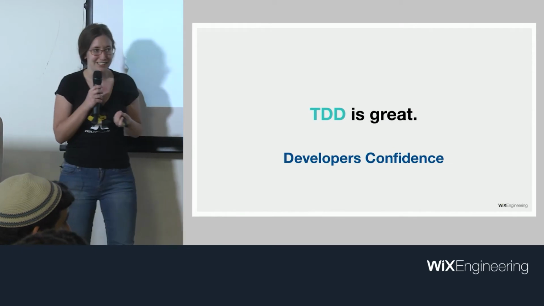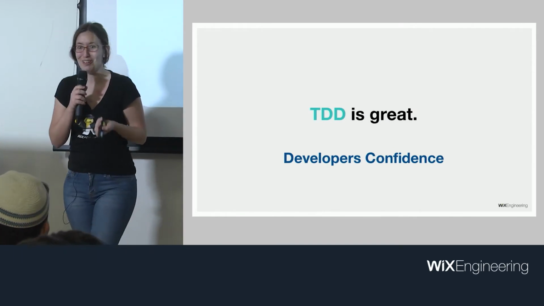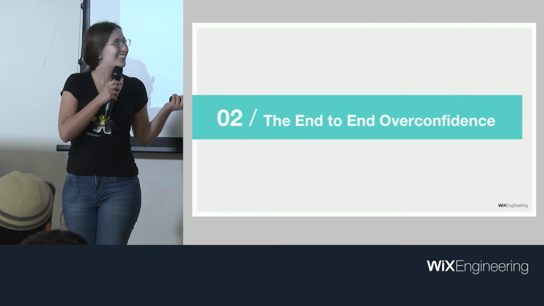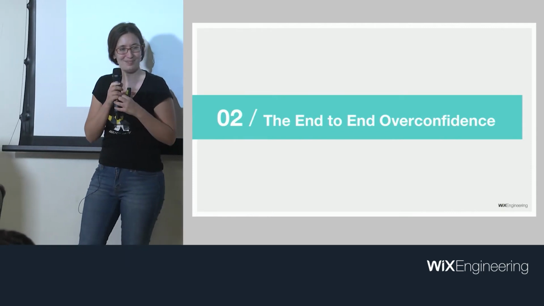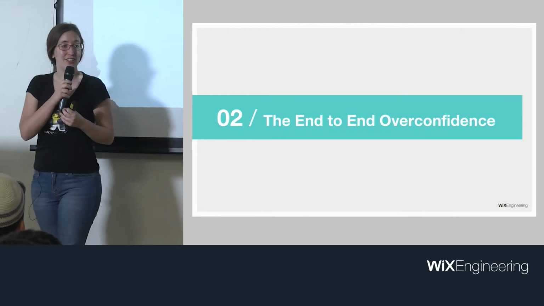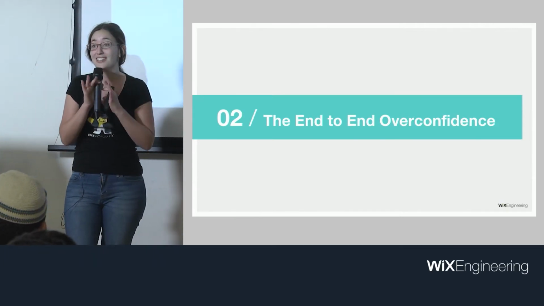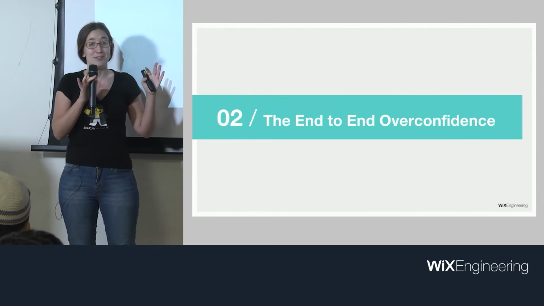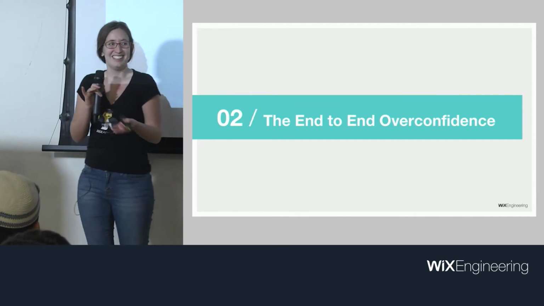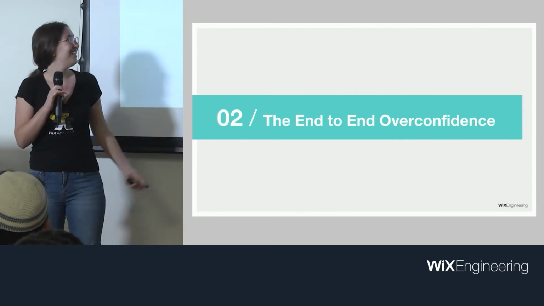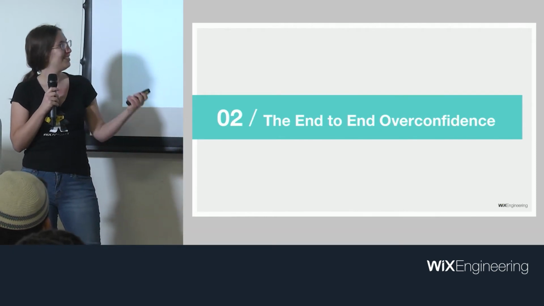But this confidence actually sometimes leads to overconfidence, what I call the end-to-end overconfidence. When I say end-to-end overconfidence, I mean that your system works great. It works exactly as you wrote it. But in production, everything fails. And this is kind of sad. This is the end-to-end overconfidence.